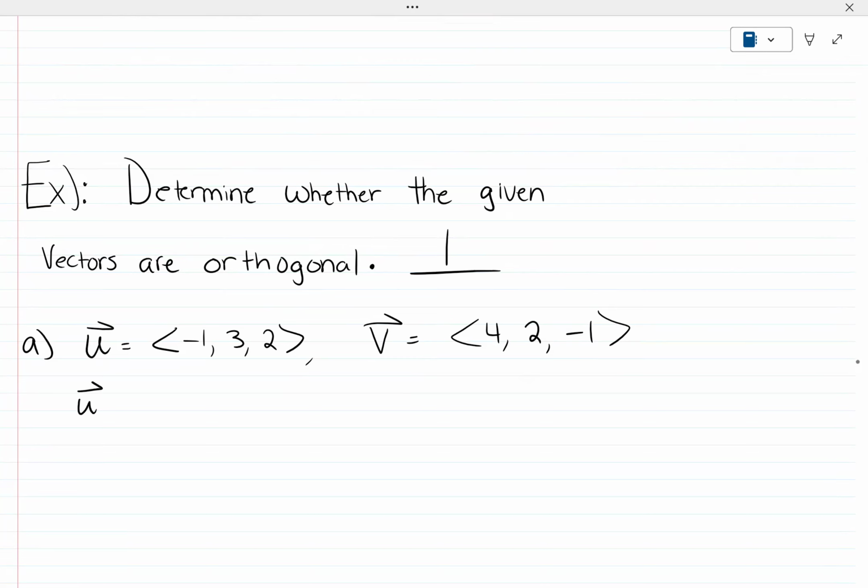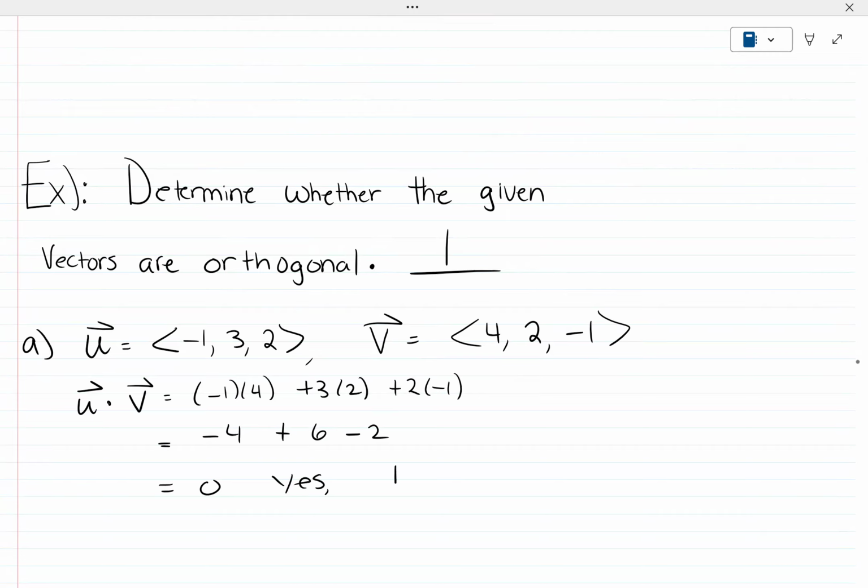So vector u times vector v is equal to -1 times 4 plus 3 times 2 plus 2 times -1, right? So -1 times 4 is -4, 3 times 2 is 6, 2 times -1 is -2, and it does give you a product of 0, so yes, it is definitely perpendicular.